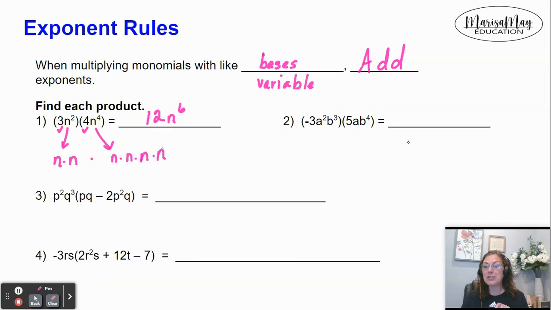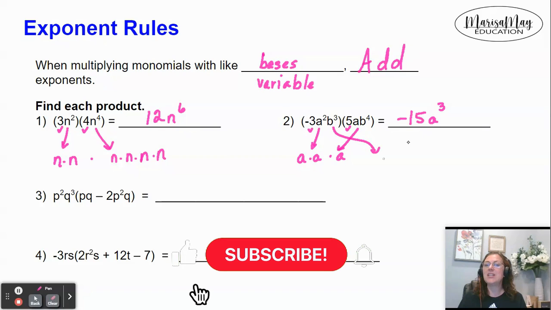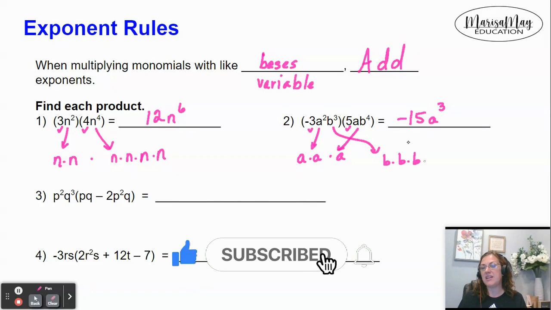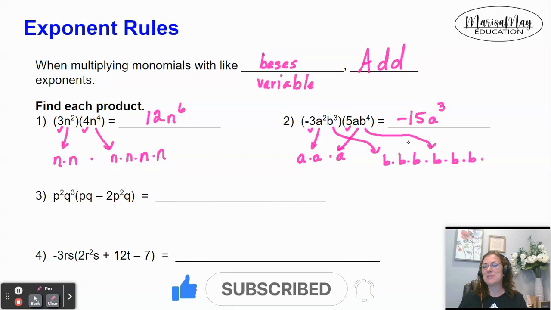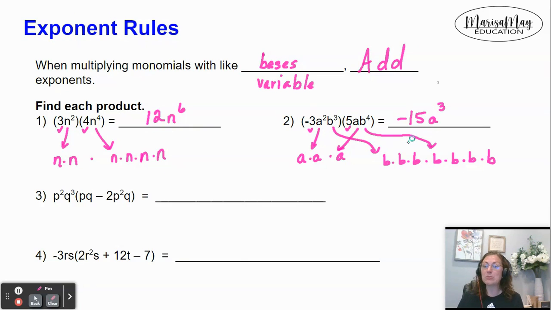Now let's look at example number 2 here, and we'll throw in an extra variable. Again, multiply those numbers in front. Negative 3 times 5 gives me negative 15. Then work with the a's first. So remember, a to the second means a times a, and another a would give you a to the third. Then let's do the b's. So b to the third means b times b times b, and b to the fourth means b times itself 4 times. So how many b's are being multiplied together? You got it, that's 7.